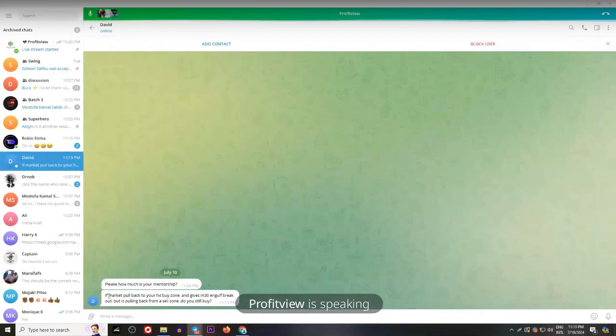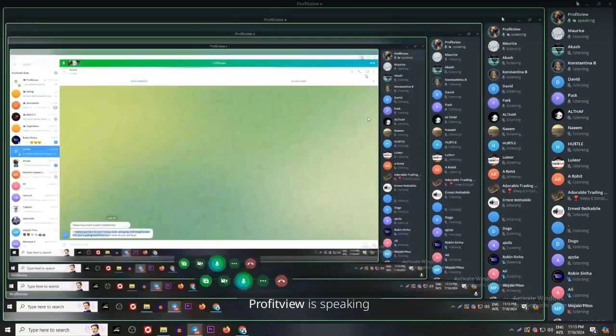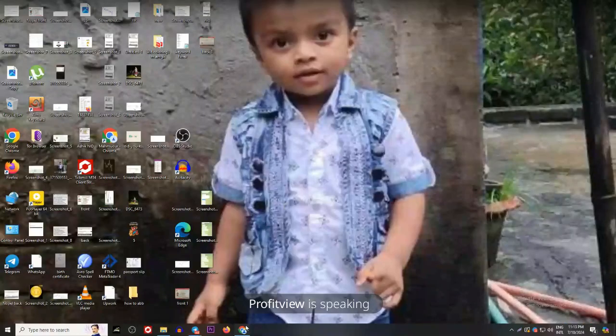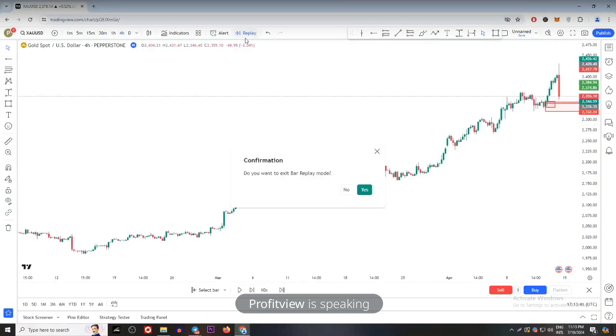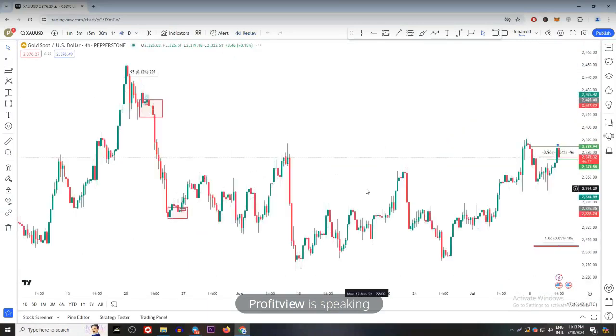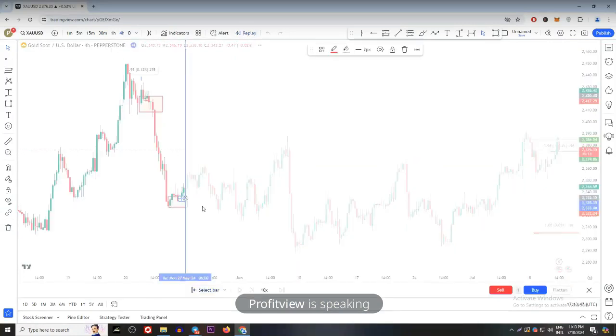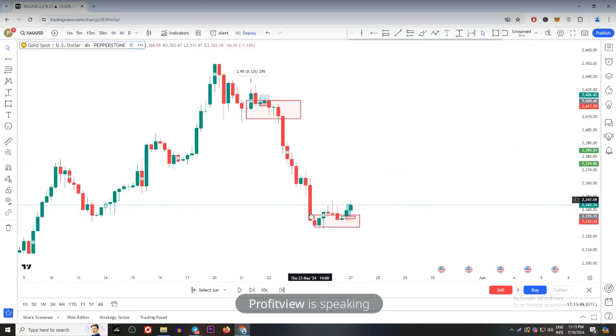If the market pulls back to the H4 buy zone and gives us a 30-minute breakout, but pulling back from the sell zone, that means yes. If the engulfing is not ever touched, that means you can take that trade. And for the one who asked and did not understand the setup, I am going to show you the last setup. As you said, you haven't got it.